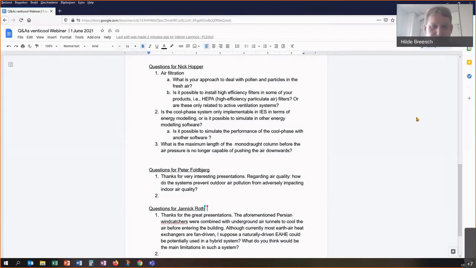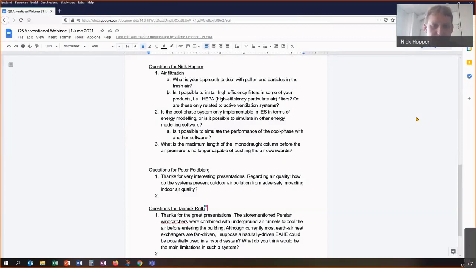Okay, thank you for your clear answer. The cool phase system, you showed us that you can simulate this with dynamic simulations in IES. Is it possible to have it in another software? Yes, we've done several studies of modeling the phase change material in other dynamic simulation tools, and we've got some how-to guides that I can share on that.